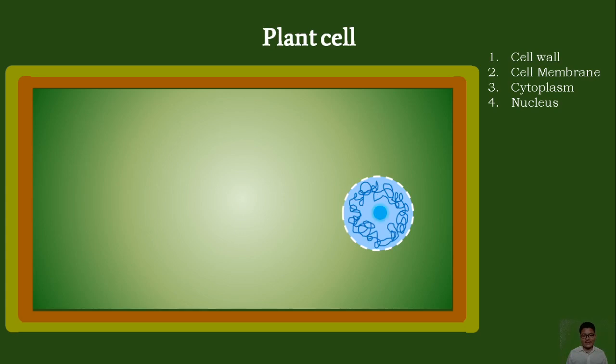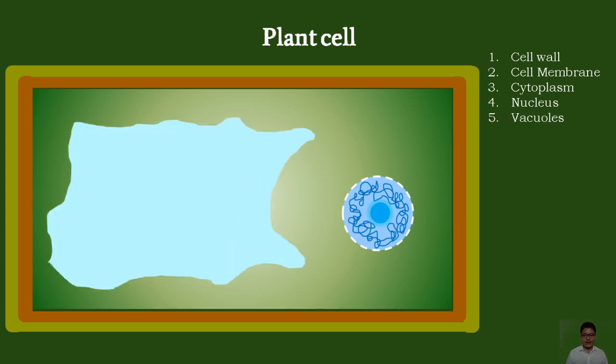At the center we have a dark spot or dark region within the nucleus, which is known as nucleolus, where there is active synthesis of protein and ribosomal RNA. And we have a big vacuole which is at the center and occupies almost 70 to 90% of the plant cell.